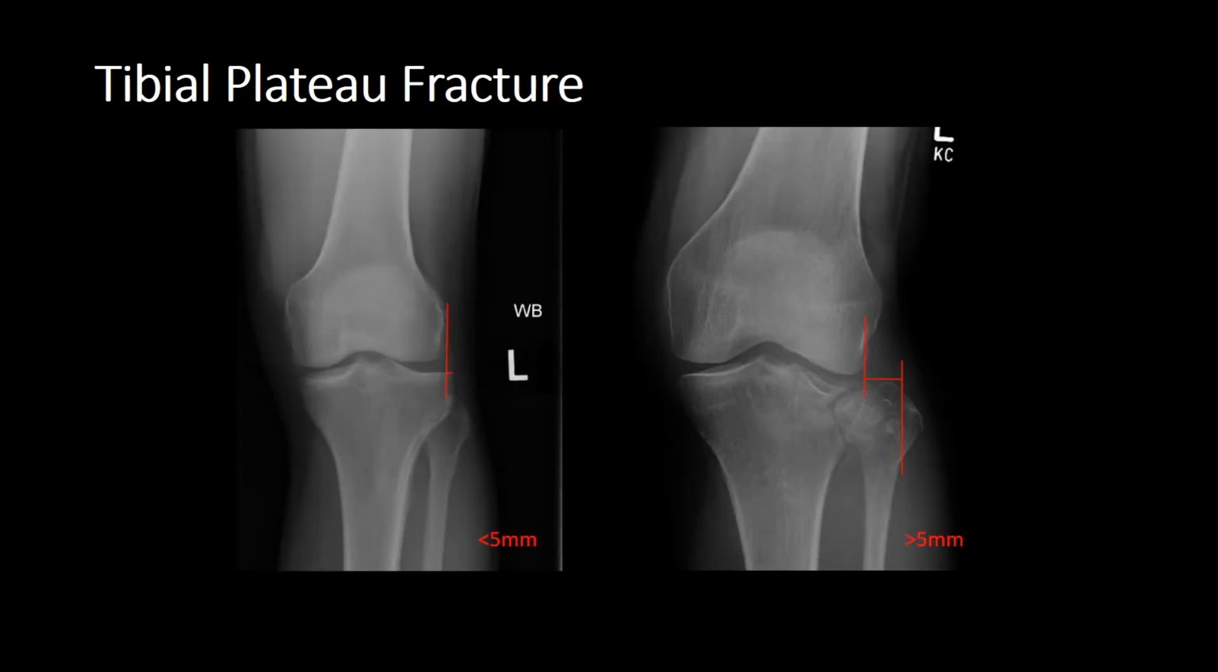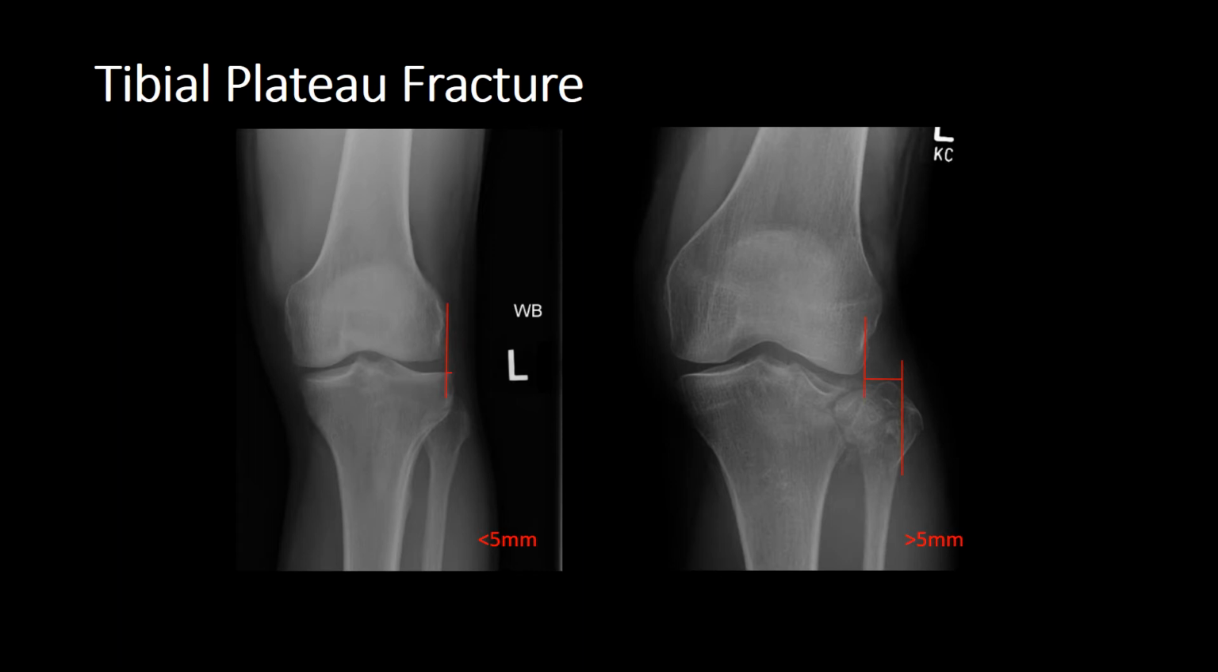So on our left, we have a normal knee x-ray. If you draw a line along the lateral margin of the lateral femoral condyle and draw it down through the lateral tibial condyle, you'll find that the lateral tibial condyle is positioned slightly more lateral than the lateral femoral condyle, but it should be no more than 5 millimeters.